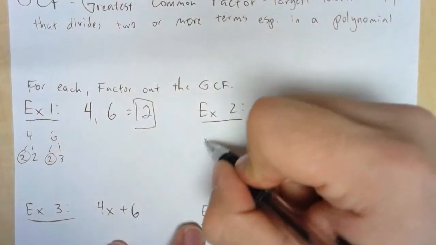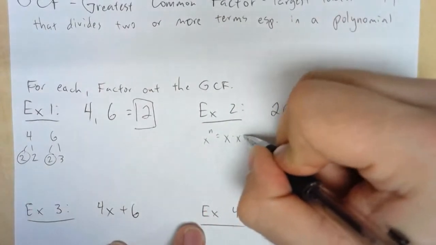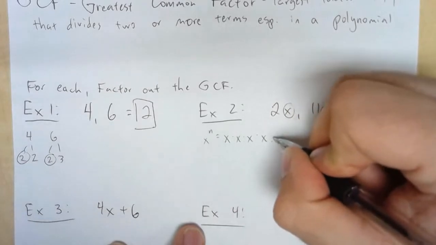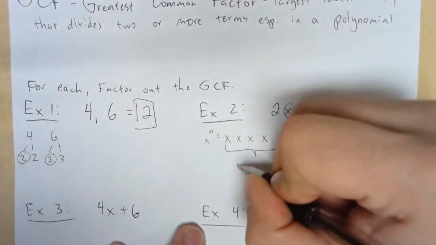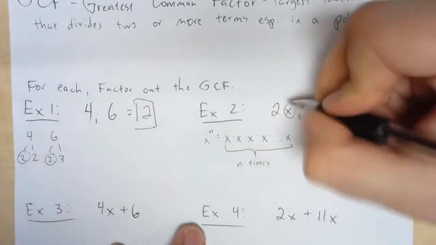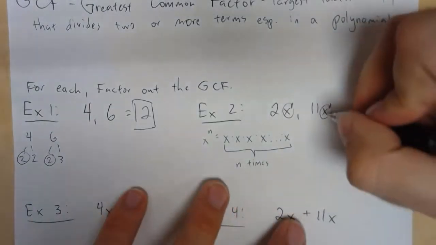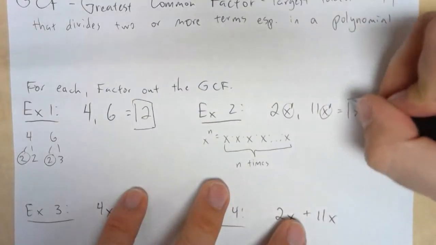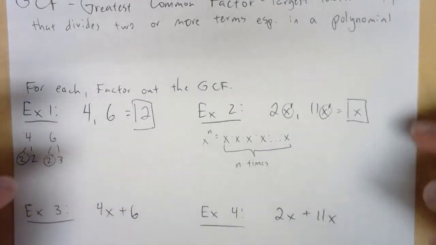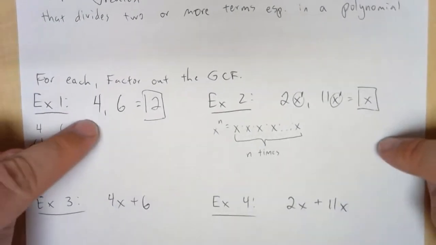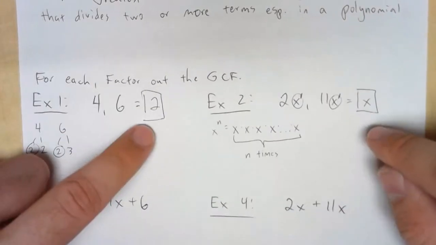Don't forget that if you have x of some power, like x to the n power, that says you've got x times x times x times x, however many times that exponent actually is. So that's n times. In our case, we have an exponent of 1 for each of these, so we have a 1x there. So the GCF for each of these is just x, and that's it. That's the whole thing. So these two are if we're not doing these in a polynomial. I'm just asking you for 2 terms, so we've got 4 and 6, or 2x and 11x. Just tell me what the GCF is.